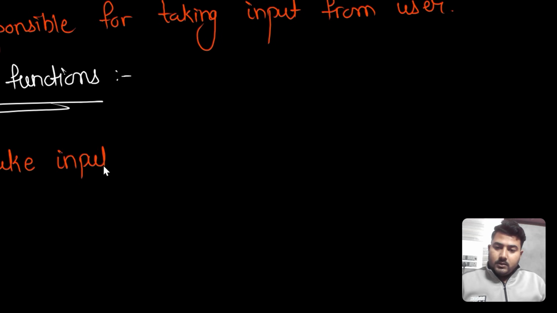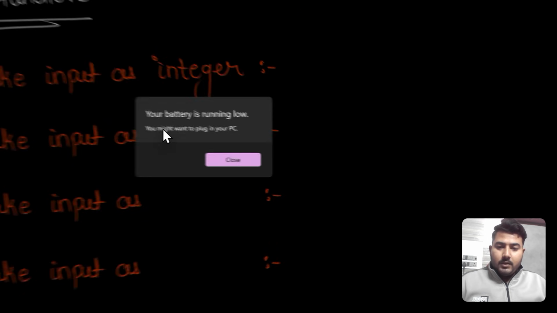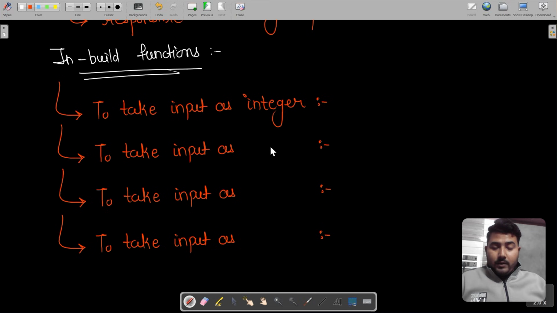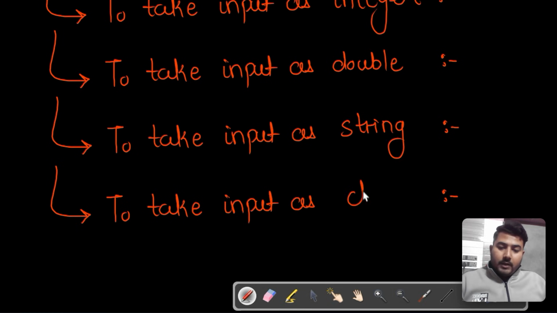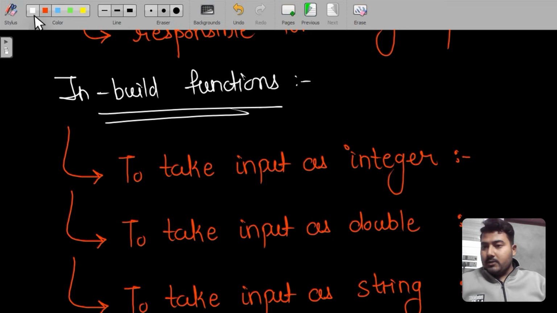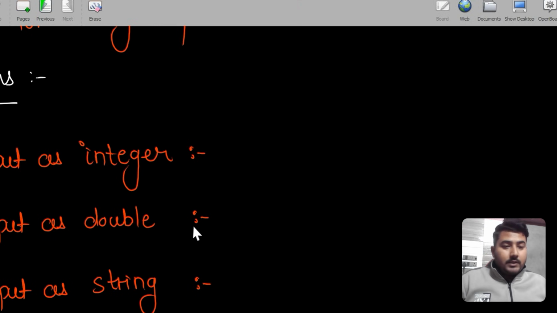To take input as an integer. Instead of integer, as I was saying, there might be a double type of value, there might be a string type of value, or there might be a character type of value. Let me tell you all the inbuilt functions which we are going to use in each case.